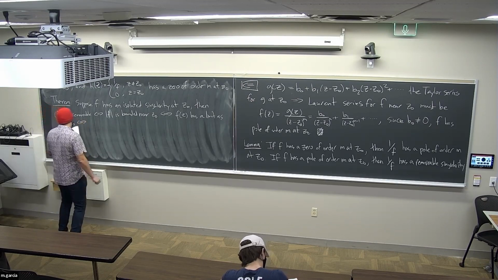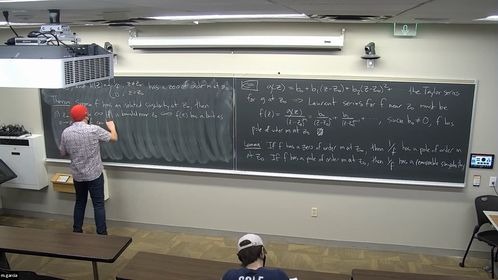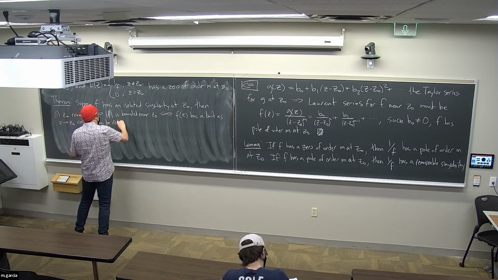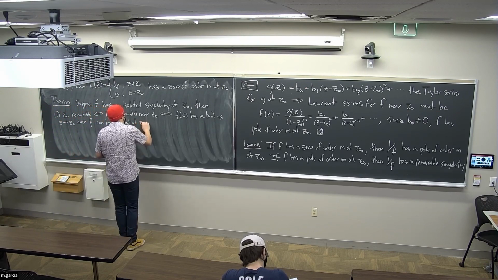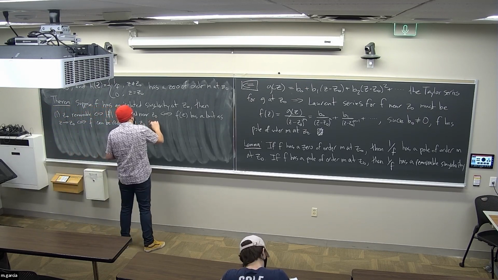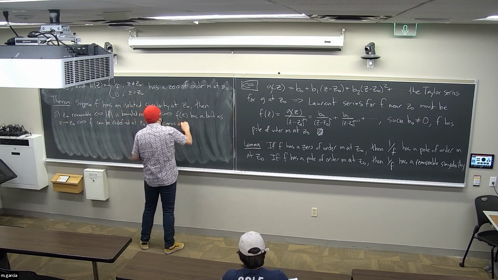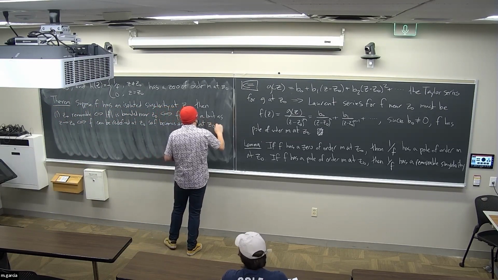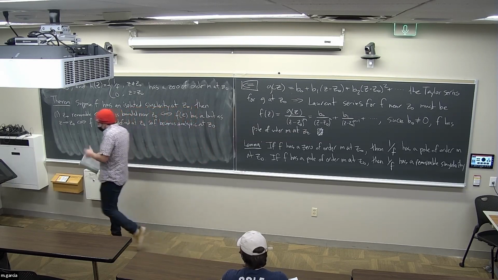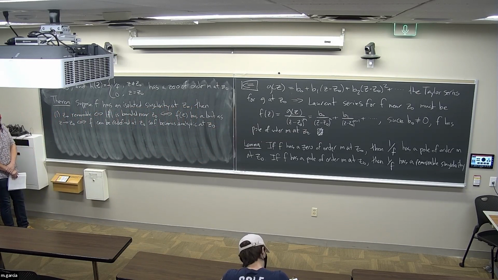And as we've seen time and again, f can be redefined at z naught, so f becomes analytic at z naught. Can the singularity be at the very edge of the region where f is analytic, or does it have to be here?